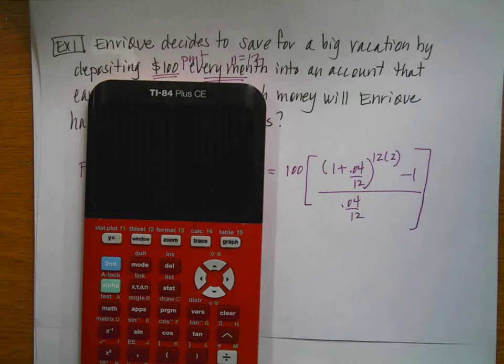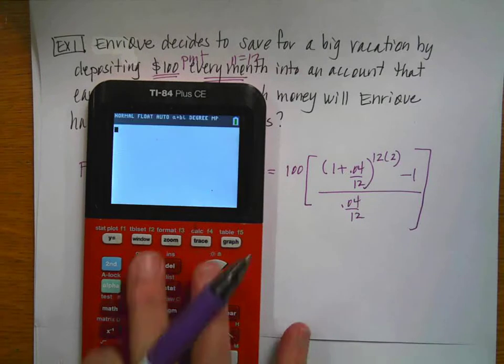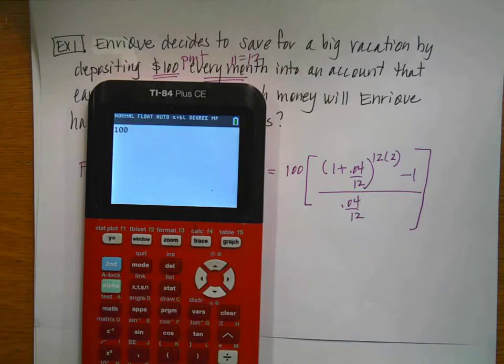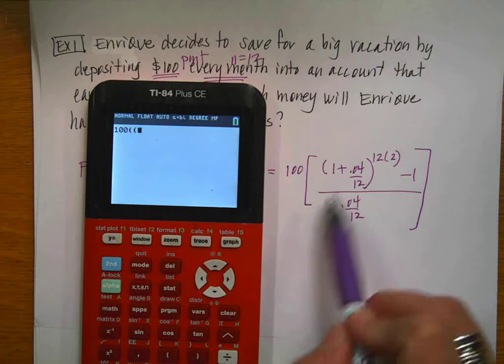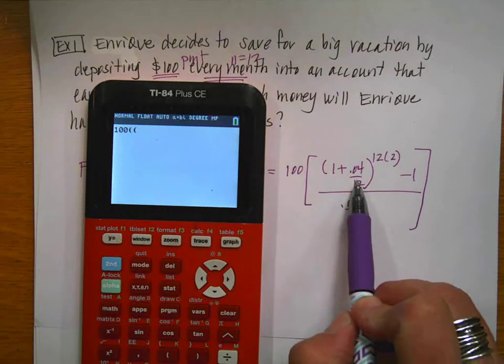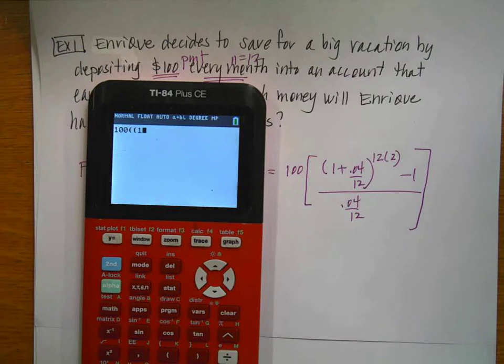It's super important that you're really careful with your parentheses. So I'm going to put in our 100. I'm going to put in 2 parentheses. The first one is this big parentheses. The second one is for the compound interest part of the problem. So 1 plus 0.04 divided by 12 raised to the 12 times 2, and then subtract 1, close parentheses, and then I'm going to divide by parentheses 0.04 divided by 12.